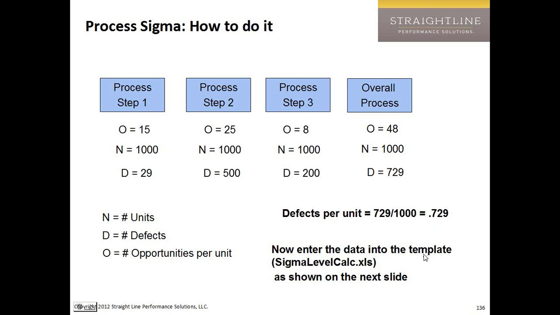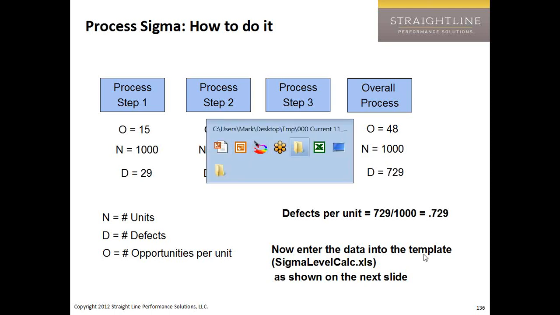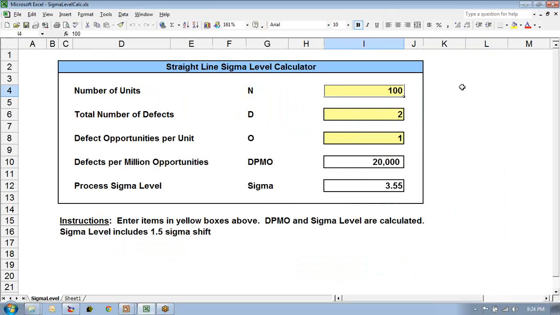And in either case, we can go into our Sigma level template, or Sigma level calculator template, which I'm going to show you in just a moment, and we're going to calculate this out. So let's just kind of write it all down, and we can see by entering it in. In this case, we have 1,000 units. The total number of defects we had was 729, right? And the defect opportunities per unit was 48. And there it is. It comes out with 15,188 and a sigma level of 3.7. So that's what we get when we're looking at that particular sigma level.